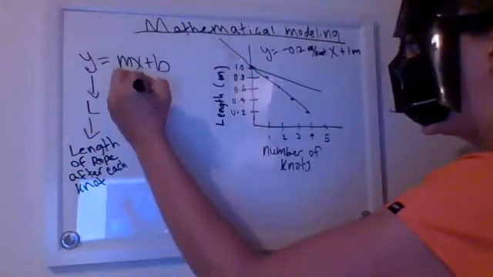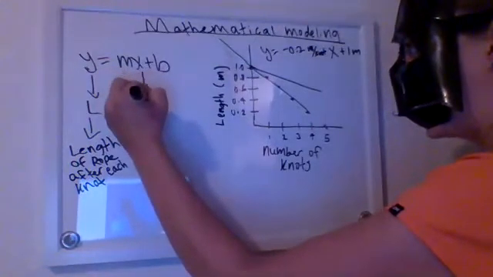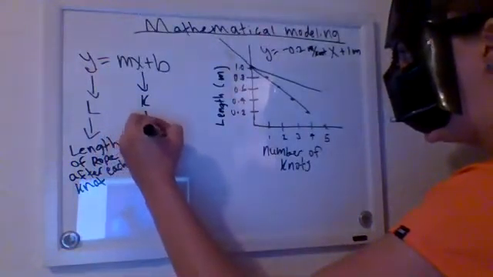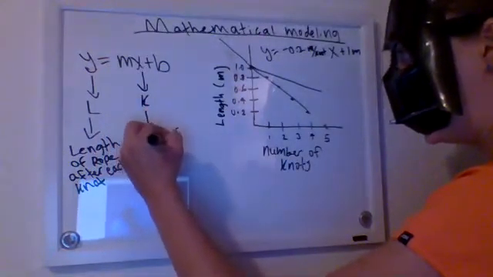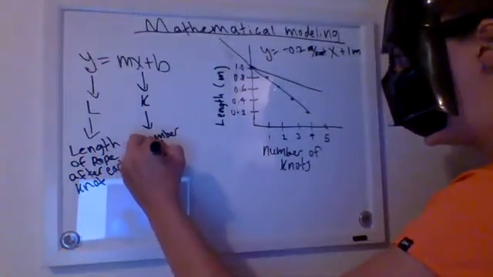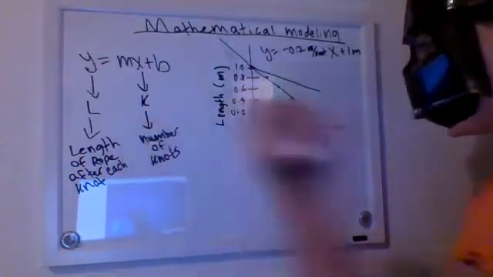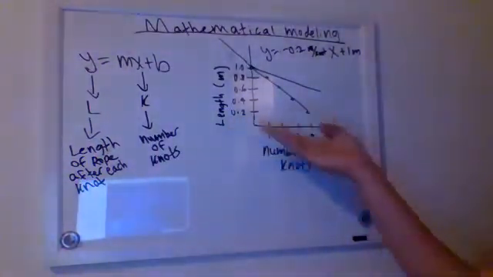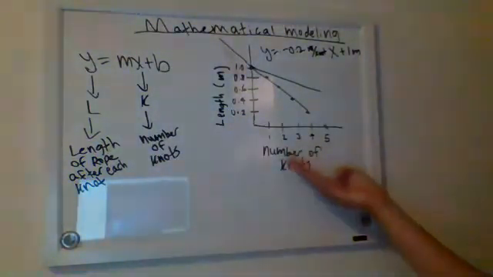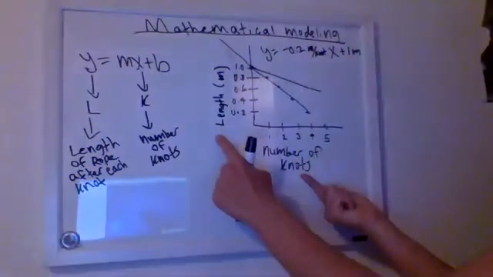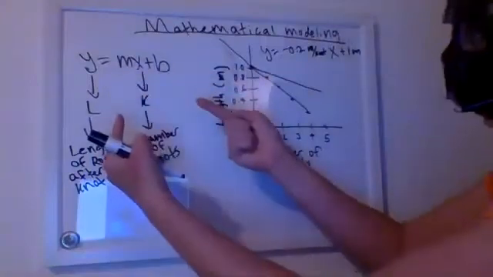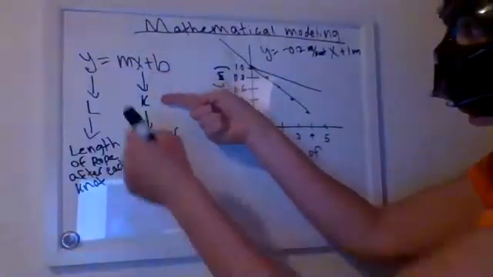So for x, I'm going to put a k for number of knots. Okay. And that's just because that's what we graphed. We were looking for a relationship between the number of knots and the length. So our y equals mx plus b model is a relationship between, guess what? The number of knots and the length.